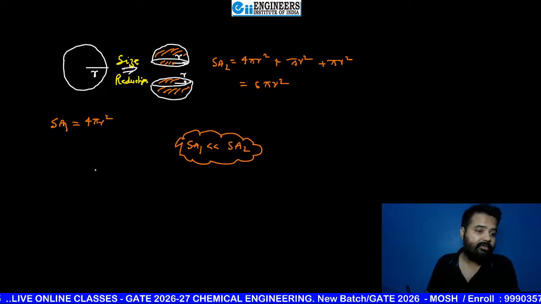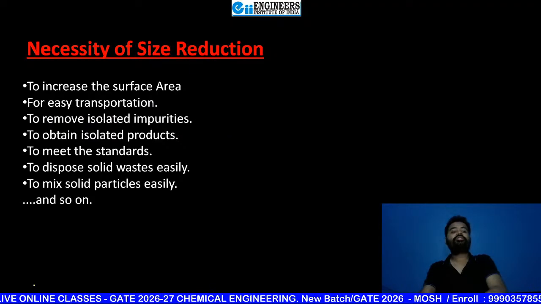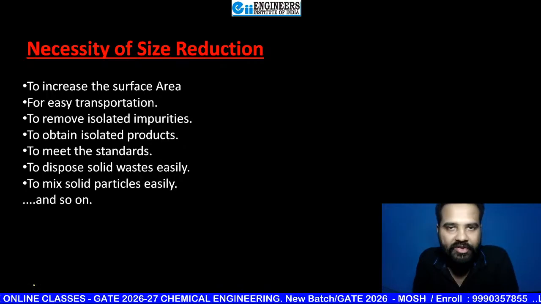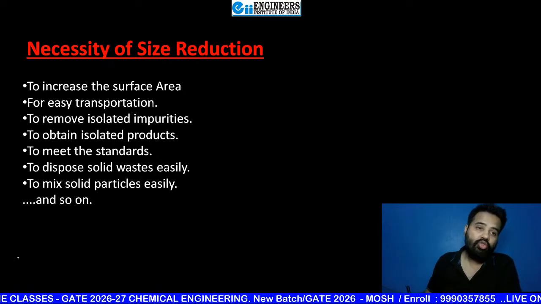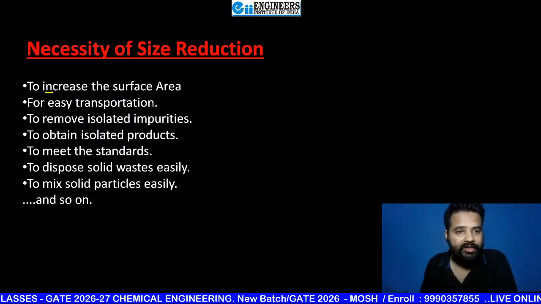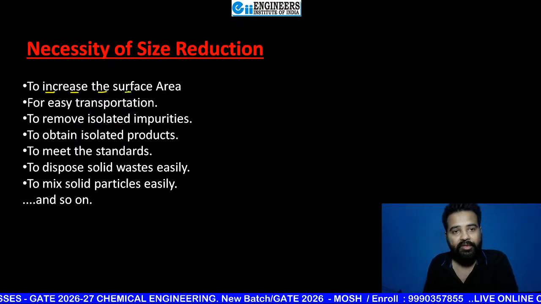Okay, fantastic, mind blowing, super. So next, beta, what is the necessity of size reduction? Why do we need size reduction? What is the necessity? So number one, beta, to increase surface area, just as you have seen.